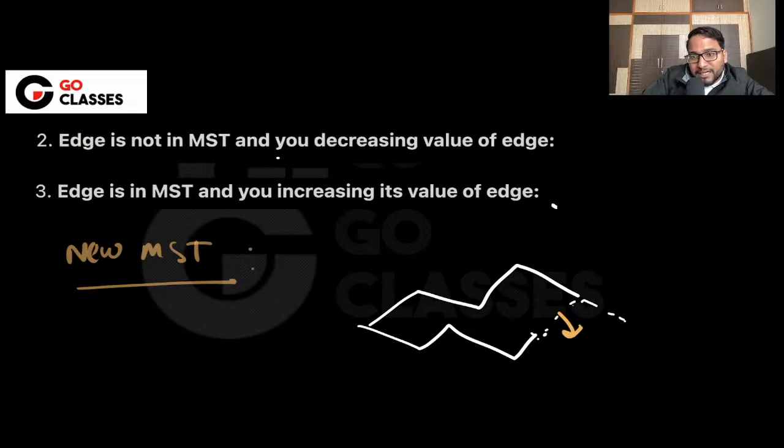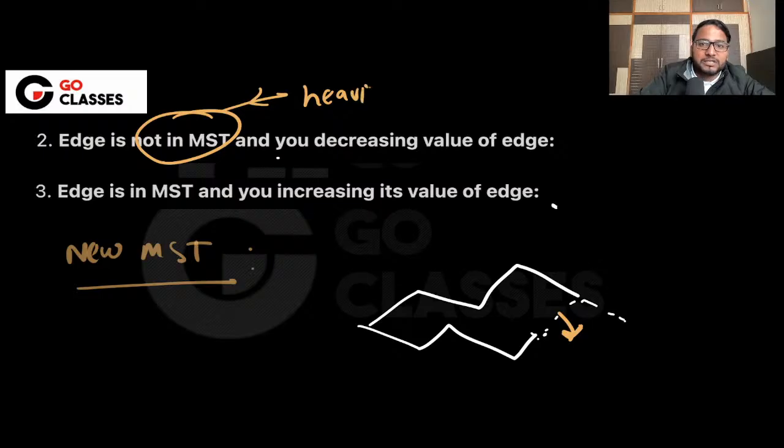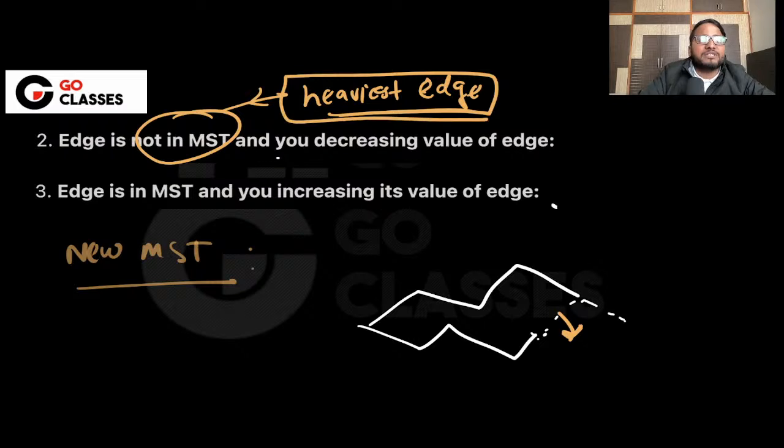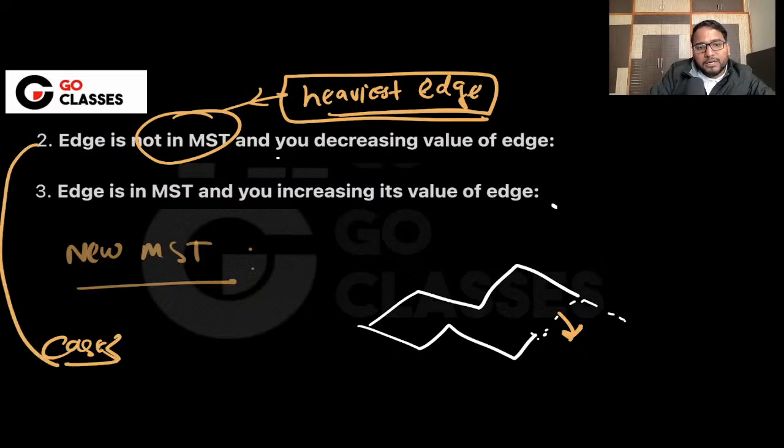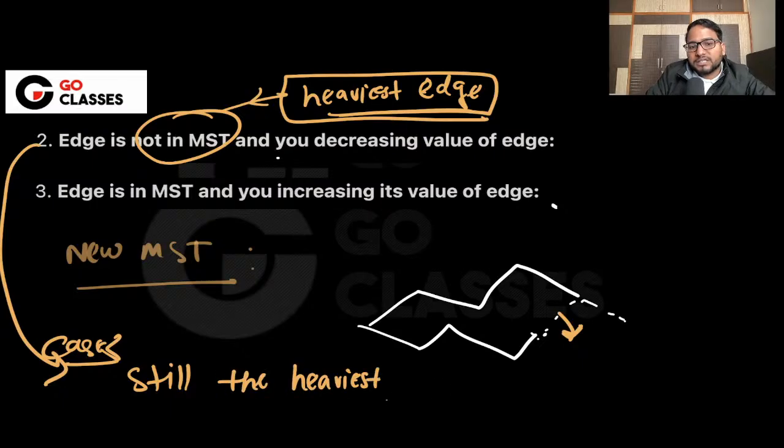Then you need to check whether this particular edge is still, see, this particular edge was not in MST. What was the reason? Because it was the heaviest edge. That is the only reason it is not in MST. Now you need to check whether it is still the heaviest. How to check? In the cycle. That's all.